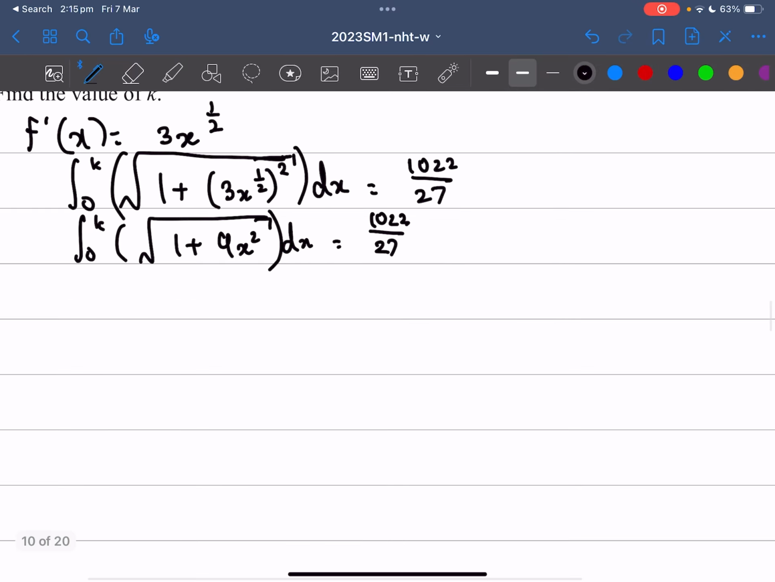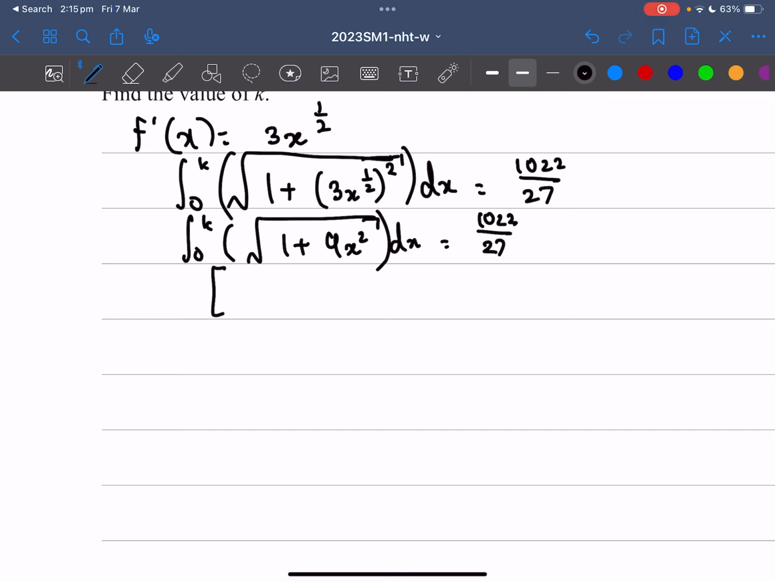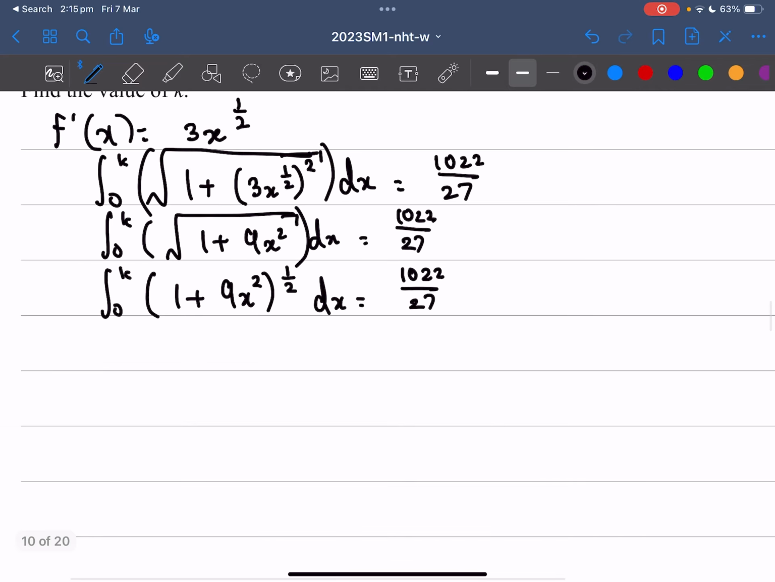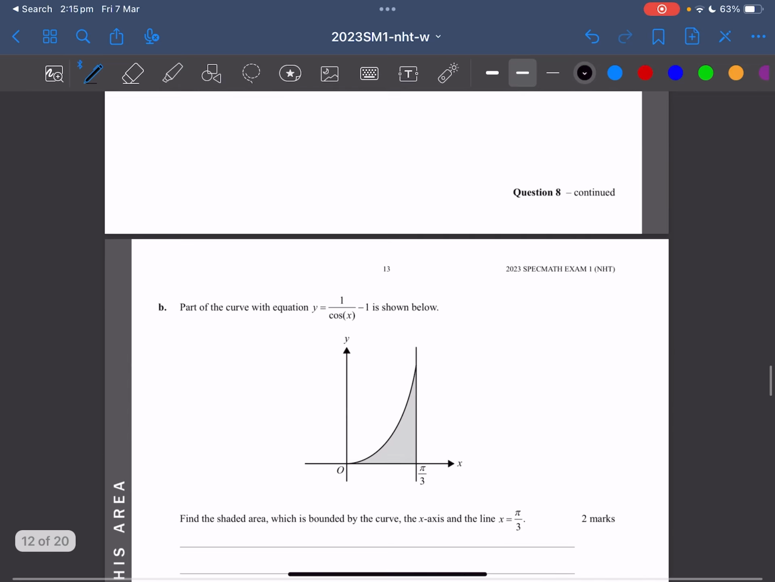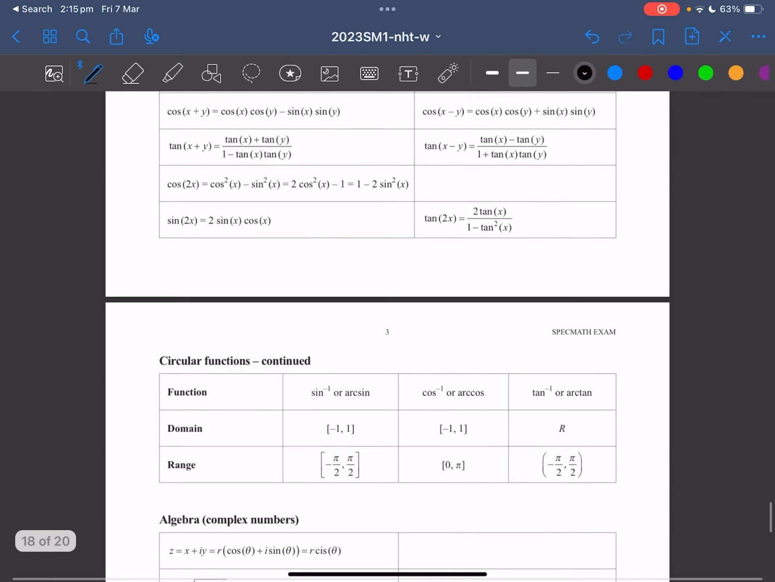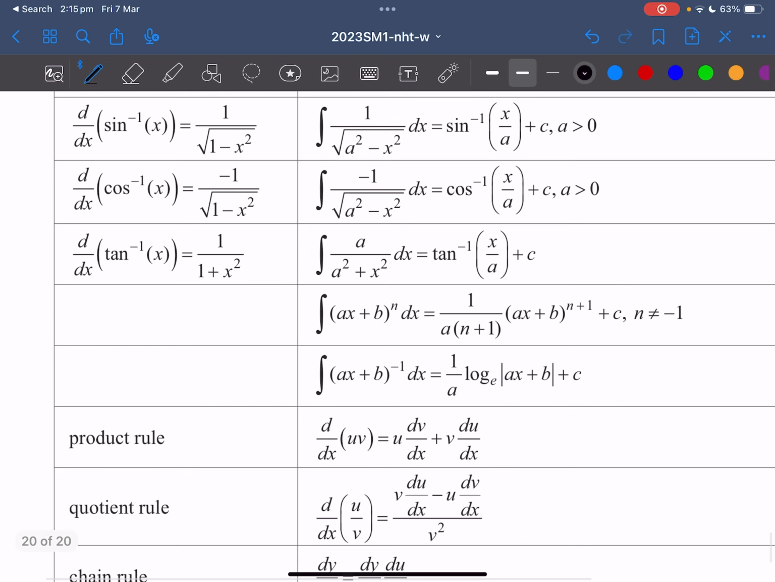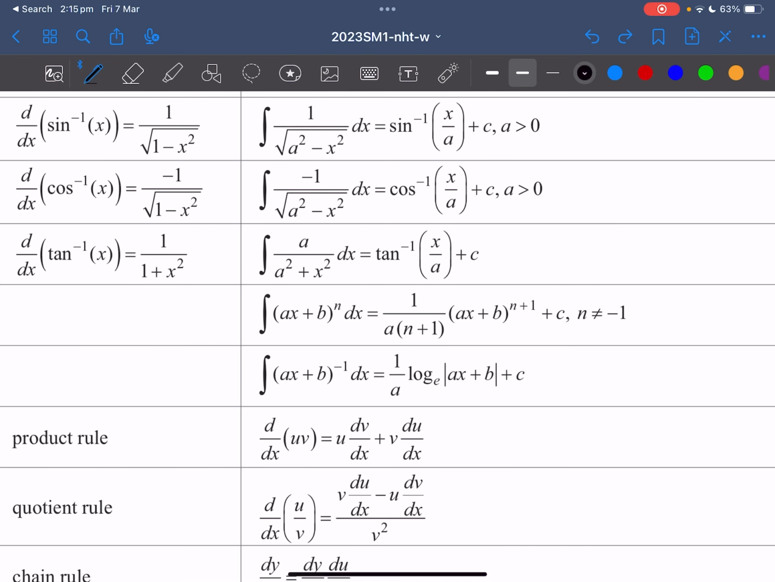Now let us just integrate this. Let me write this step. This can also be represented as 1 plus 9x squared to the power of half, equals 1022 on 27. Now we can simply integrate this whole thing by using this integration over here. Where is the integration part? Yeah, we can just use this over here to integrate this.